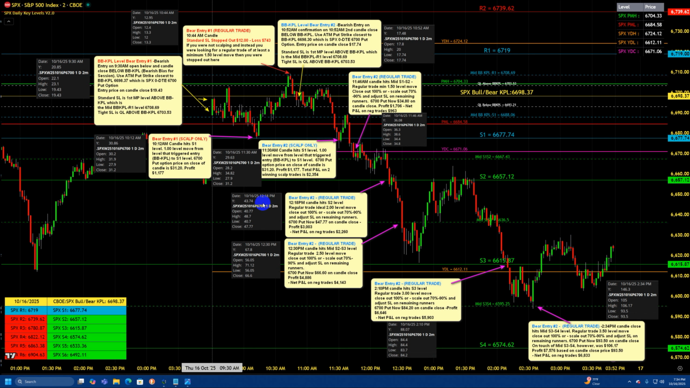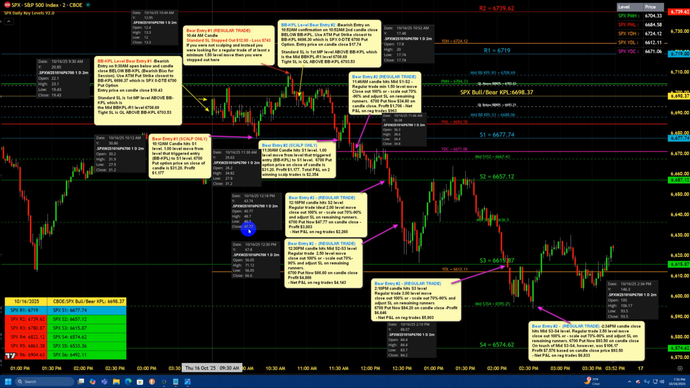So here at 12:18 p.m. it hits the S2 level right here on this candle. So this is the ideal 2-level move for closing out 100% or scaling out 70 to 90%, adjusting stop loss remaining runners. The minimum on regular trades is going to be, your minimum target is 1.5 level move. Ideal minimum target is 2 level move.